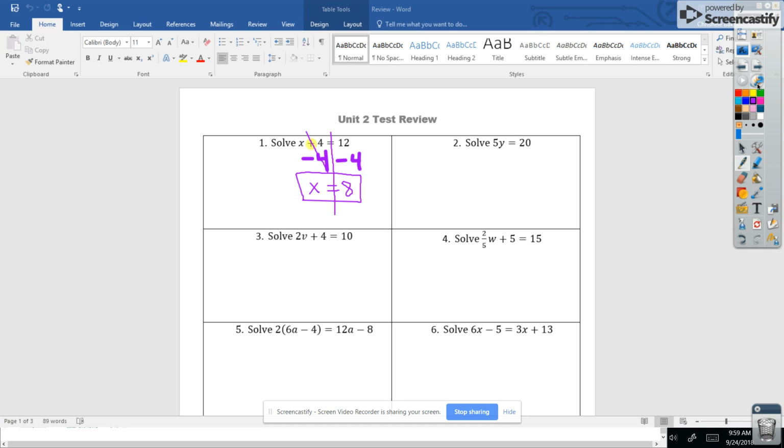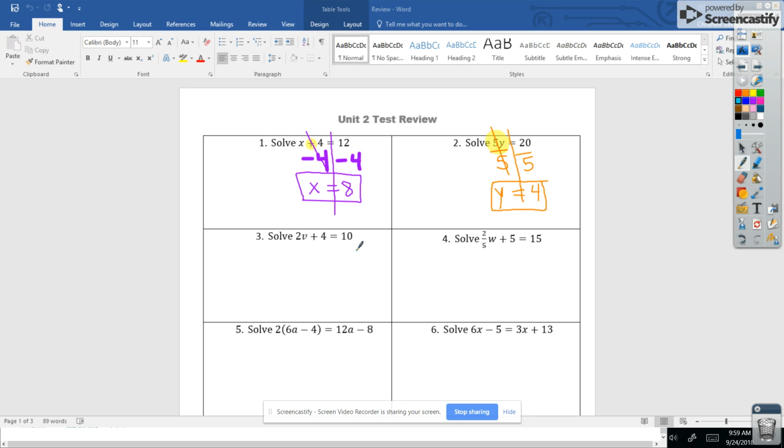So going on to number 2, again, what do I see? What operations do I see? 5 and y are touching each other. They're right next to each other, so that means multiplication. And the inverse of multiplication would be division. Again, on both sides of the equal sign, I'm dividing by 5. 5 divided by 5 is 1, leaving me with just y, and 20 divided by 5 gives me 4.